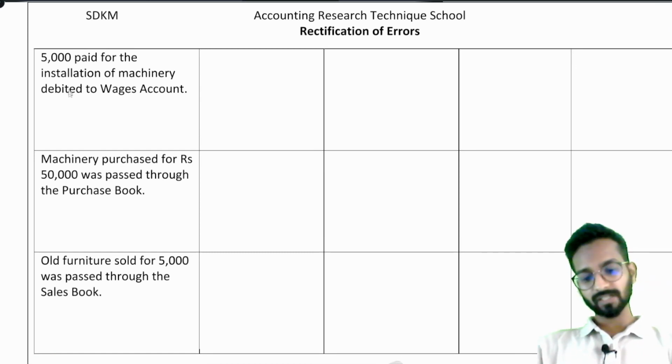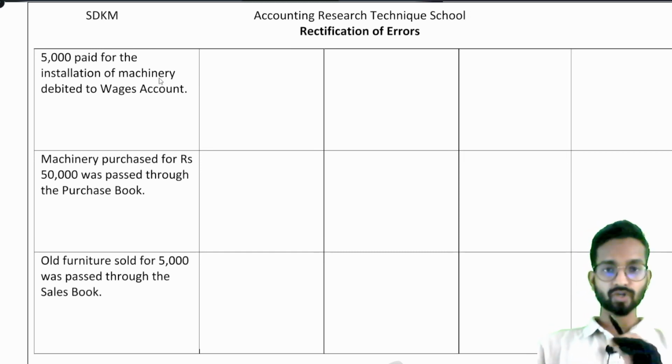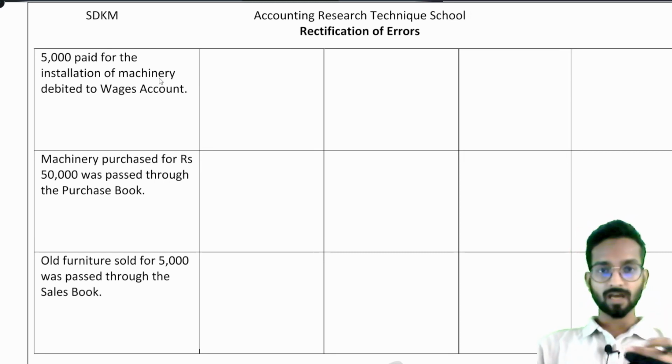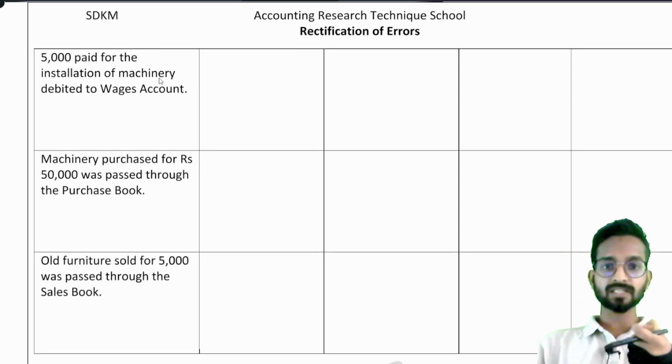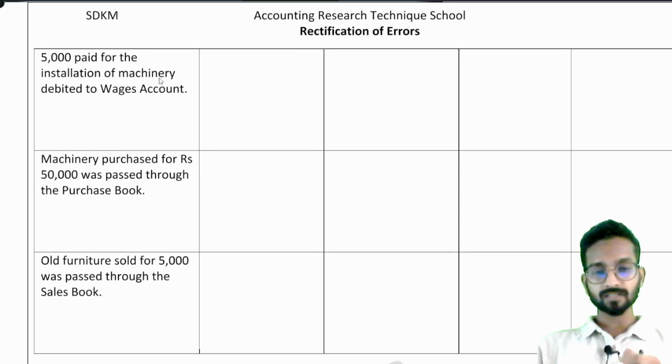Now see, the next here is 5,000 was paid for the installation of machine debited to wages account. See, again think like this. We purchased a machine. Now we had to install that in our factory. It means that expense is for machine. Now I was supposed to write there machine account debit to cash 5,000 rupees. What have I written actually, which is wrong? That is wages account debit to cash.